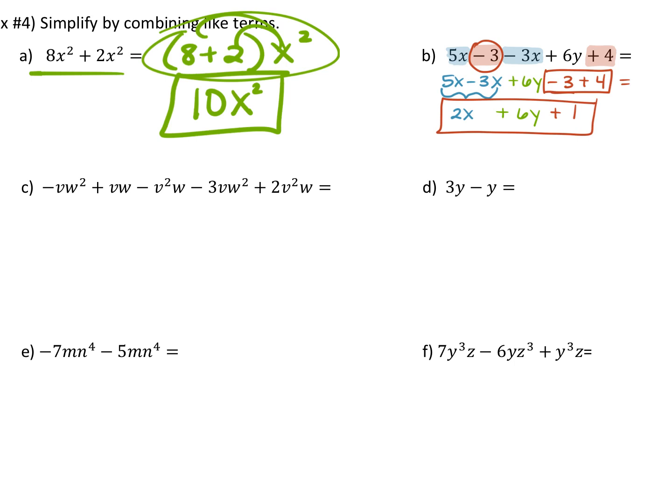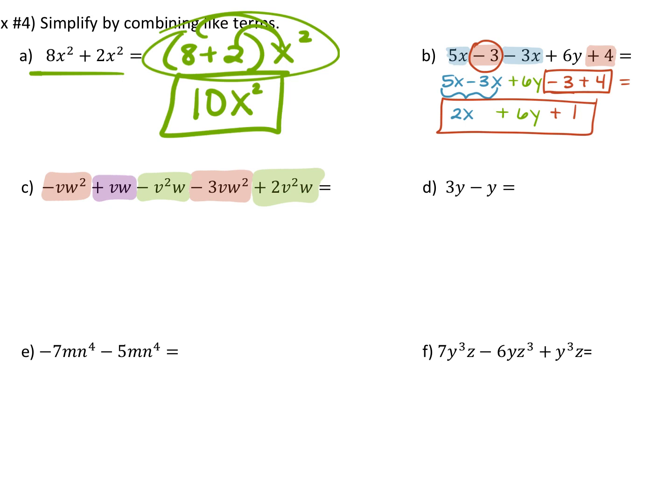Okay, take a look at this one. A negative VW squared. Do you have a like term to that? The negative 3 VW squared, right? Okay, so those are like terms. Plus VW, do you have a like term? Nope. Minus V squared W plus 2 V squared W. Those are like terms also.